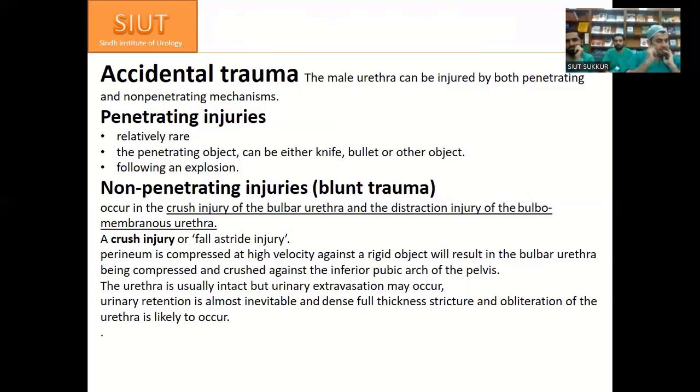A crush injury or straddle injury mainly affects the bulbar urethra, in which the perineum is compressed at high velocity against a rigid object, which results in the bulbar urethra being compressed and crushed against the inferior pubic arch of the pelvis. The urethra is usually intact, but urinary extravasation may occur. Urinary retention is almost inevitable, and dense, full thickness stricture and obliteration of the urethra is likely to occur.